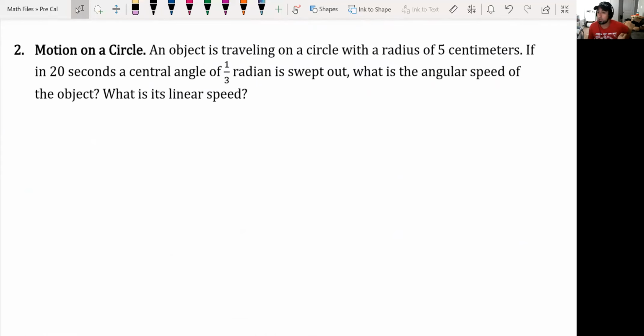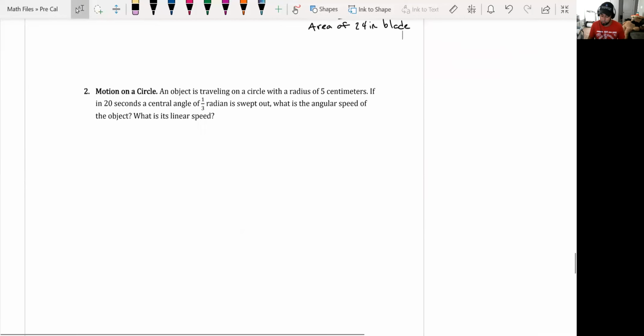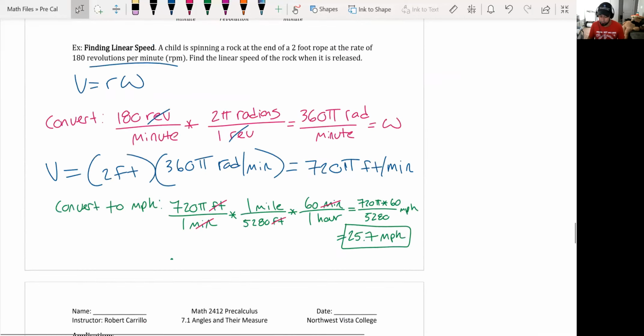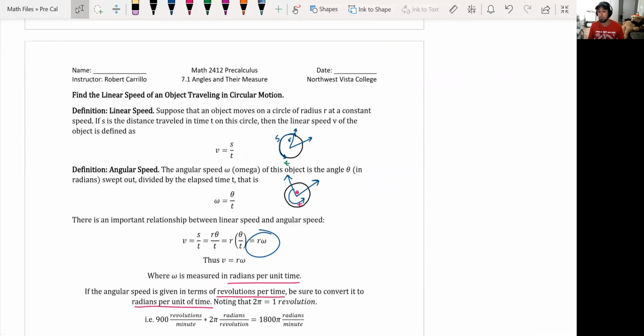An object is traveling on a circle with a radius of 5 centimeters. If in 20 seconds a central angle of 1/3 radians is swept out, what is the angular speed of the object and what is the linear speed? Okay. So a question like that is going to use the first two formulas. Linear speed, S over T, angular speed, theta over T.